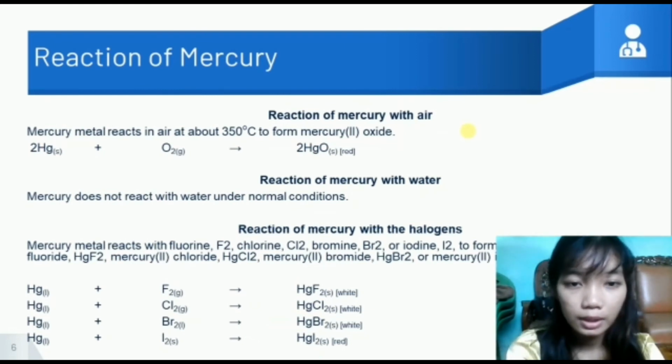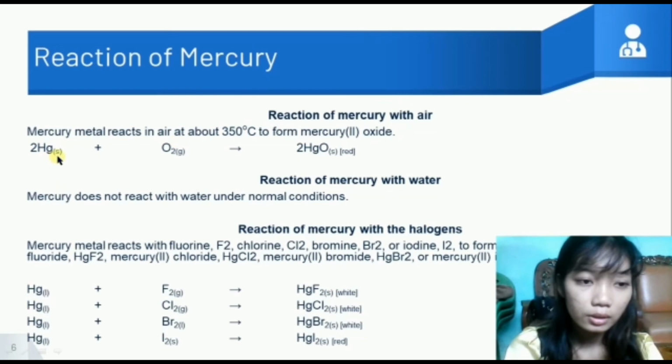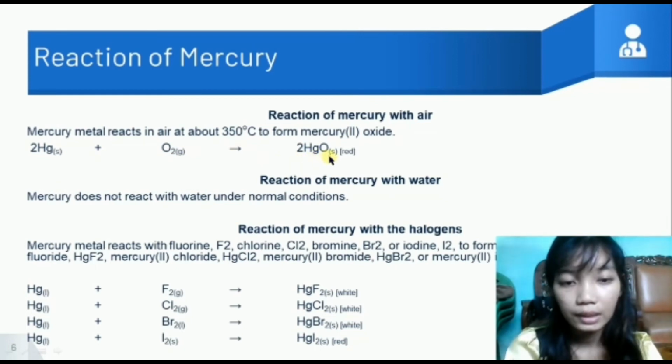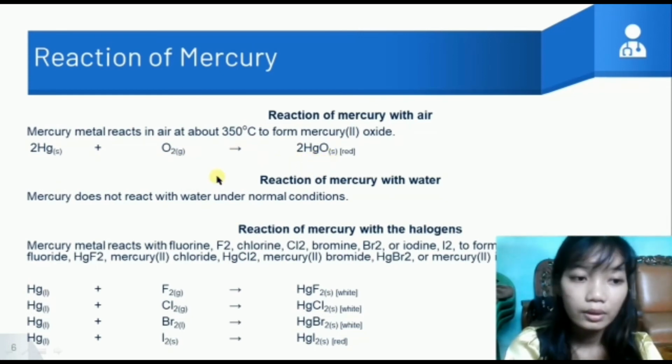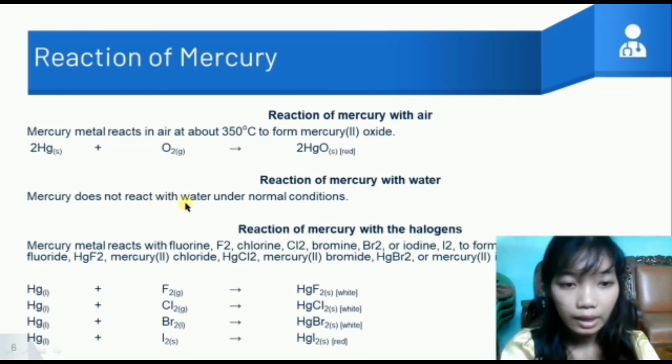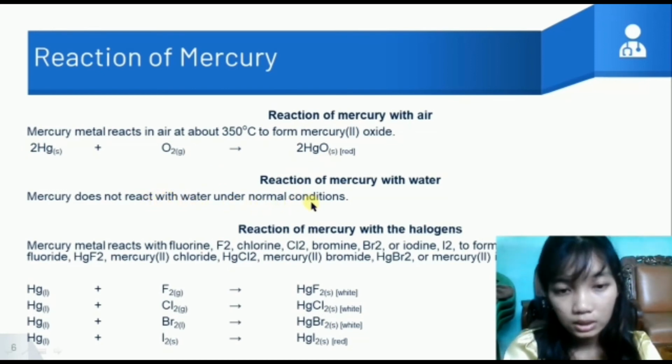First, I'm going to explain to you about the reaction of mercury with air. Mercury metal reacts in air at about 300 degrees Celsius to form mercury oxide. So this is the reaction: mercury in solid phase reacts with oxygen in gas phase, producing 2 mercury oxide in solid phase. And then with water. Mercury doesn't react with water under normal conditions.